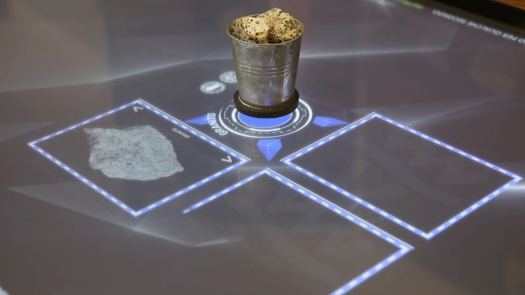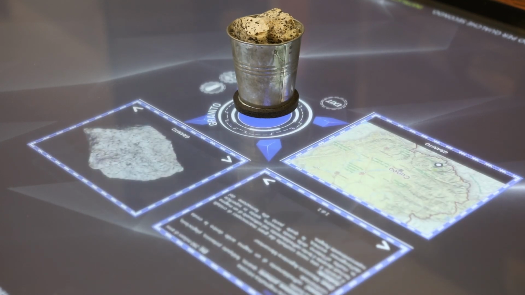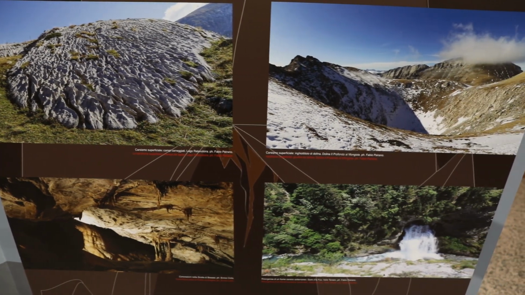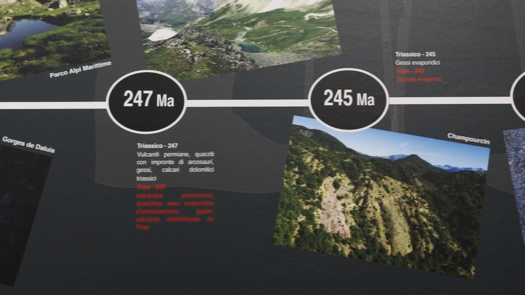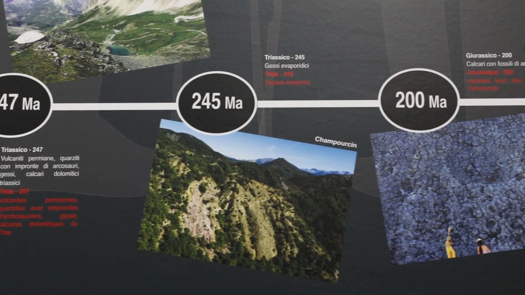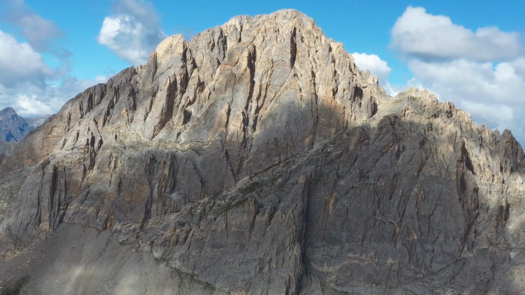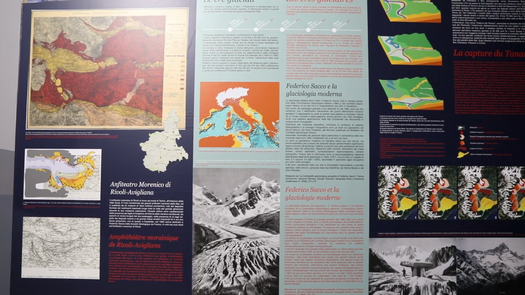Each fragment corresponds to numerous pieces of information that can be explored in depth according to the interests of individual visitors, who can expand their gaze on the panoramas of the province of Cuneo or on the historical photographs of Federico Sacco and Edouard Alfred Martel.